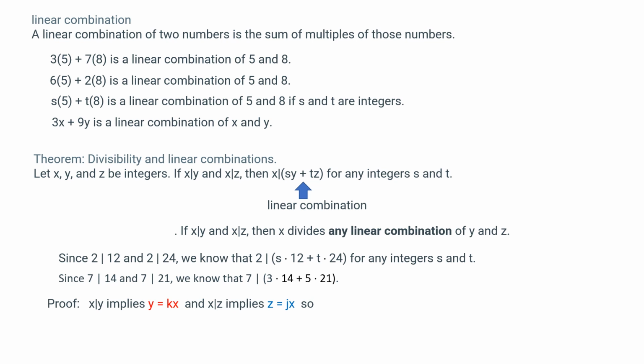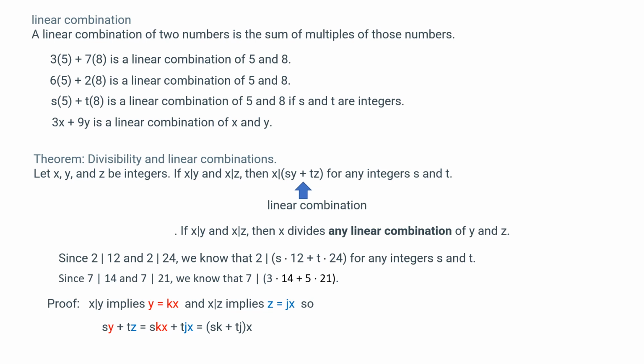We want to prove that, as long as x divides y and it also divides z, it also divides a linear combination. First of all, we know that x divides y, so that implies that y is equal to k times x for some integer k. We also assume that x divides z, and that implies that z can be written as a multiple of x. We'll use j as that multiple of x. So both of those assumptions give us that y equals kx and z equals jx.